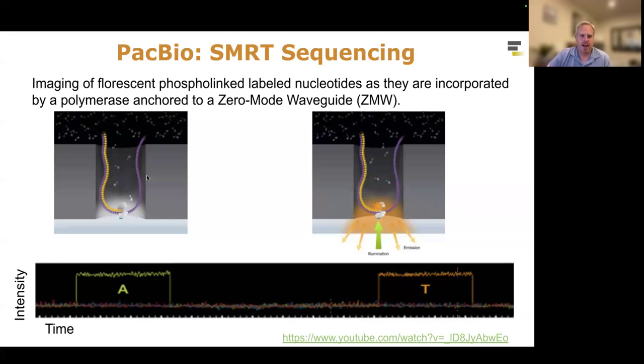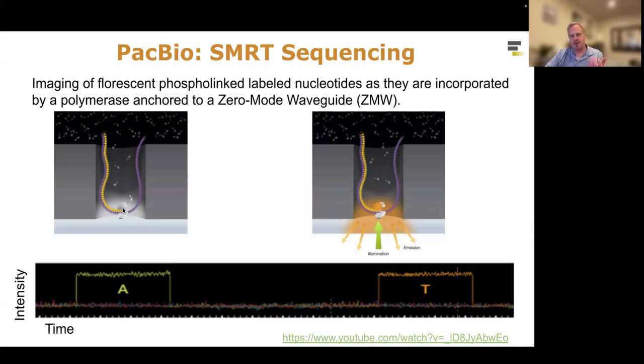So what we're going to do is we're going to have molecules of DNA that we want to sequence. We're going to do sequencing by synthesis, where there'll be single-stranded DNA, and then we're going to be synthesizing a complementary strand. The nucleotides of the complementary strand will have little fluorescent tags incorporated along them. And then as this process is unfolding, we're going to shine a laser on it. The idea is we're only going to illuminate nucleotides that are being incorporated by the polymerase. That's the idea.